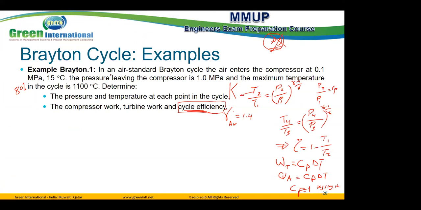Okay, for the pressure and temperature, first, in the air Brayton cycle, air enters the compressor at 0.1 megapascal, this is P1, and temperature 15, this is T1. The pressure leaving the compressor is 1 megapascal, this is P2. And the maximum temperature in the cycle, what is the maximum temperature? T2? No, actually, this is T3. Check with me on the cycle. We will find the cycle like this, with these two pressure lines going like this.